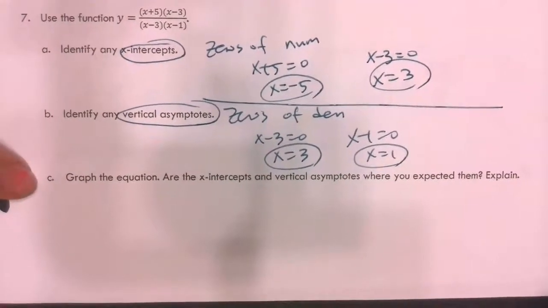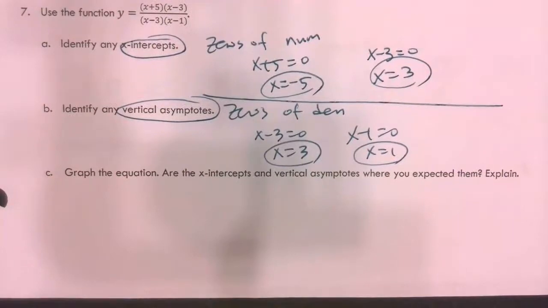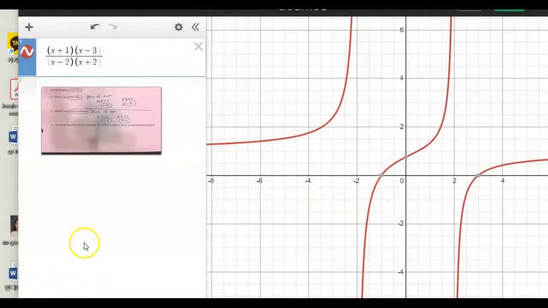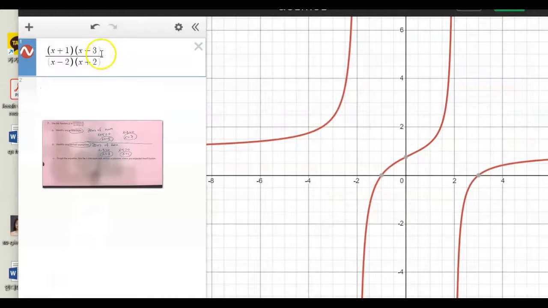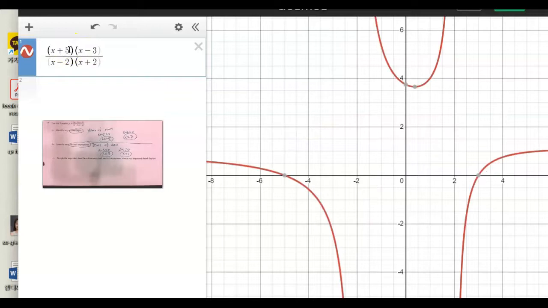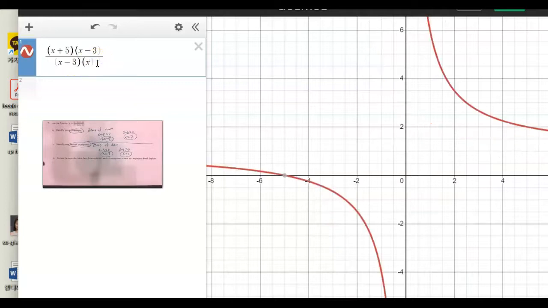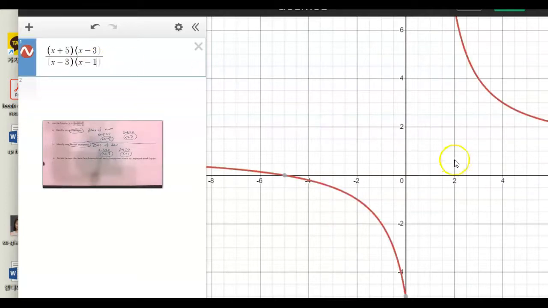Graph the equation. Are the x-intercept and vertical asymptote where you expected them? Explain. Okay, so I guess I have to go back to the graph. All right, there you go. So let's retype it. We do x plus 5, x minus 3, over x minus 3, and x minus 1. All right, there's my graph.